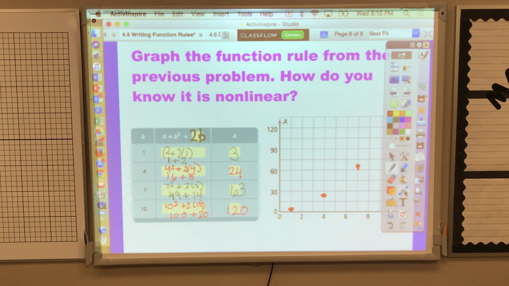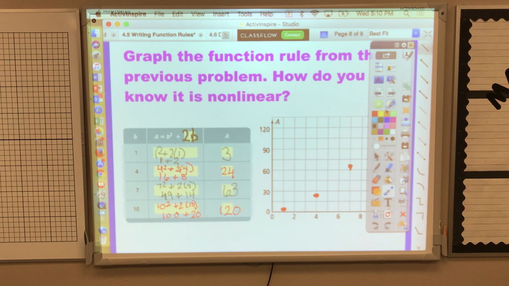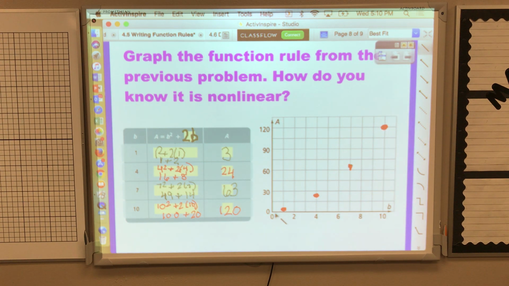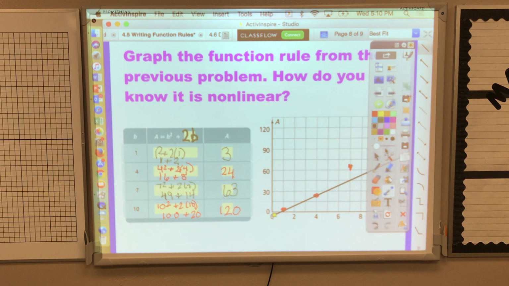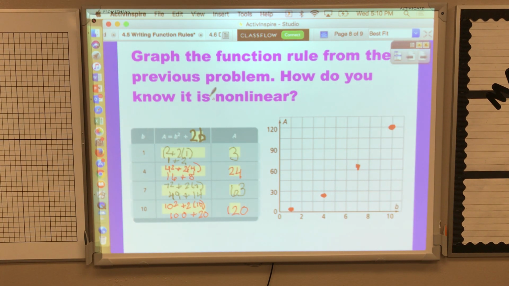Now when I try to connect those, if I look here using my line tool, if I connect those two, I miss those two. Here I connect the last one and the second one. Here I miss the last two. So what that tells me is that this function is non-linear. The reason you can tell is because the graph is not a straight line.